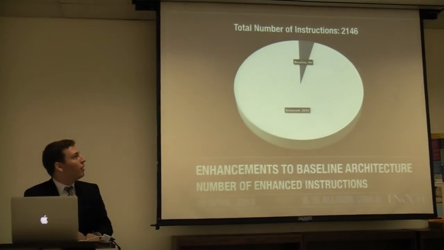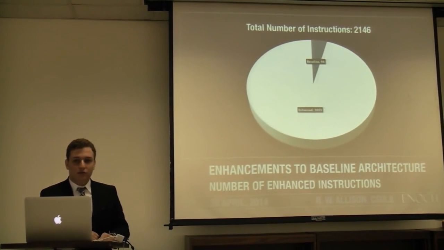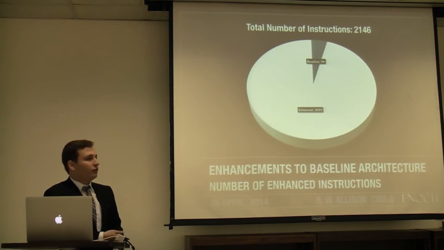All right, so our baseline instruction set has about 94 instructions. With all of our enhancements, we subtracted out the number of PC relative instructions because those don't count, and we calculated between our extra conditional instructions and whether or not setting the flags. There's an additional 2052 instructions available to the programmer and to the compiler.